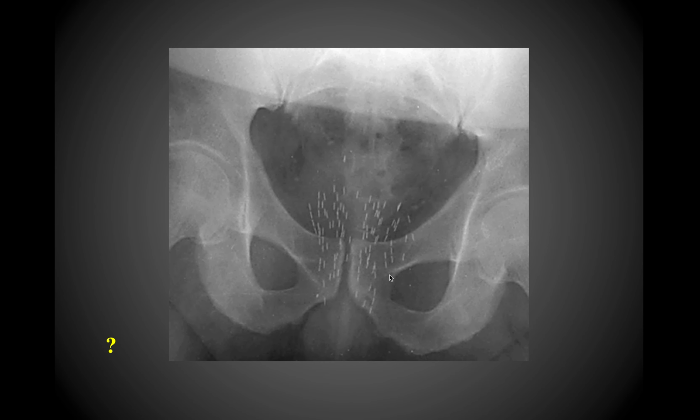And so this is something that obviously shows up with an odd appearance on a pelvic x-ray. So you want to be aware of what you're looking at. If you see a bunch of these little tiny seed-looking things in a male pelvis, that's going to be indicative of this brachytherapy in that patient.